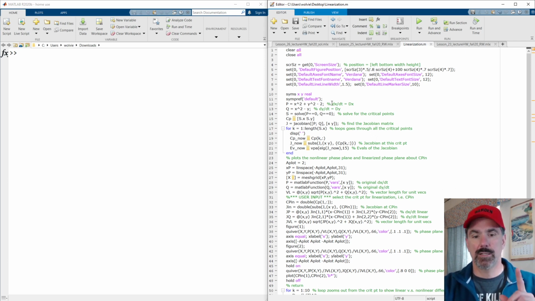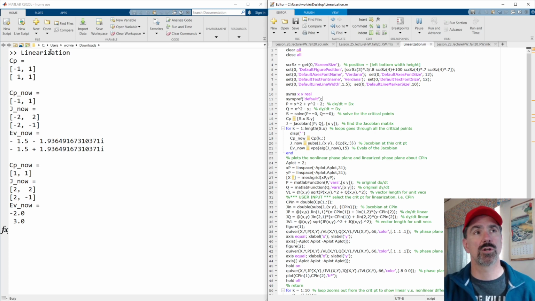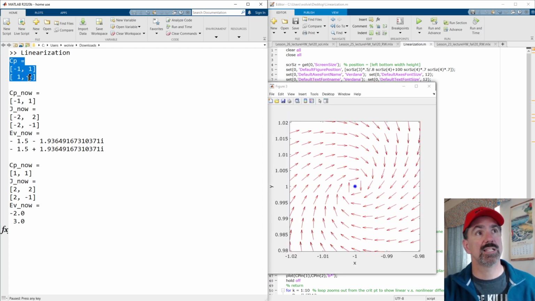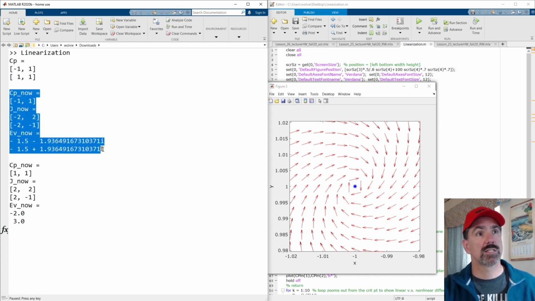The idea is the same thing as what you did in calculus. Let me run this. We're going to start over here. I'm running a script called Linearization. It shows us the critical points, in this case -1, 1 and 1, 1. We're going to evaluate at each one of them.